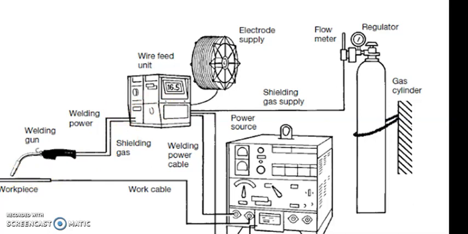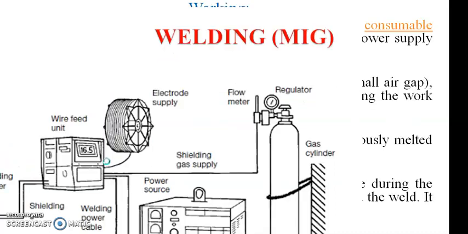So as per the equipment, you have the cylinder, a transformer, an electrode supply, a wire feed unit, a weld gun, and the last one is your workpiece. The negative terminal is connected to the workpiece, and the positive terminal goes through the wire unit to the weld gun. So let us discuss the working principle.